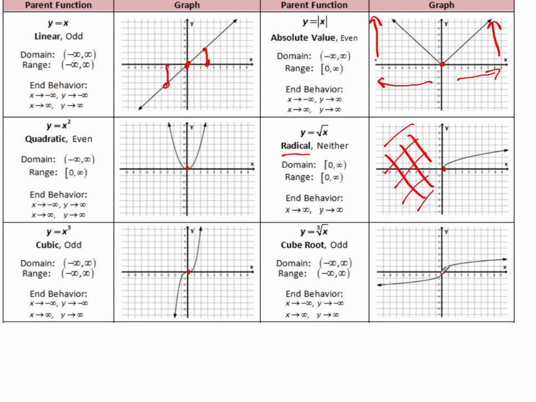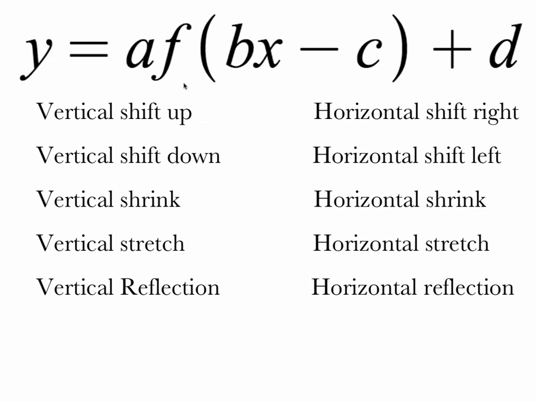So we're going to do a lot of things with the origin, what happens to that key point, and what happens to the intercepts. Now suppose I have some general function. It could be any of the functions that we've already talked about or some random function. They behave in very systematic ways. If I have y is equal to a, where a is just some number, times my function, and the function is of bx minus c, and then plus d. We're adding this d on the end. These are going to affect our function in very regular ways.